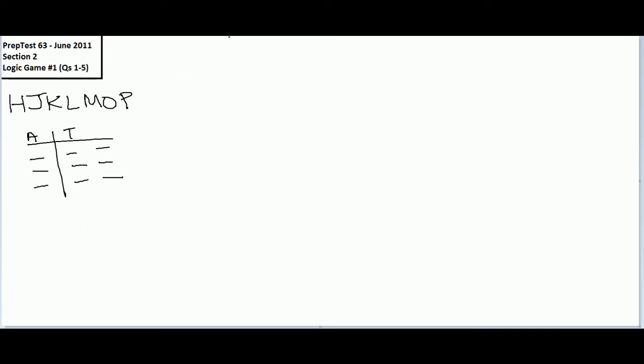Okay, let's take a look at our rules. So our first rule says that L must be appointed to the appellate court. So fine and dandy. How about the next rule? K must be appointed to the trial court.